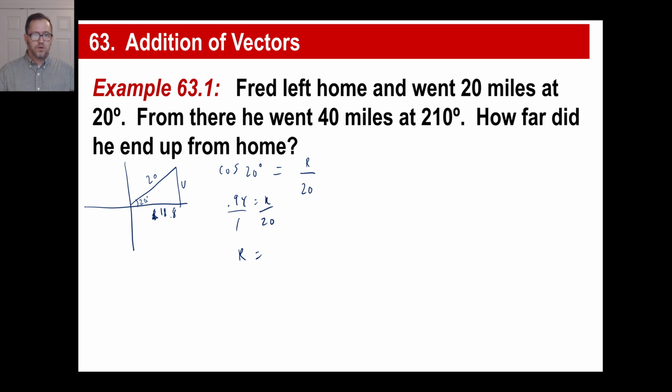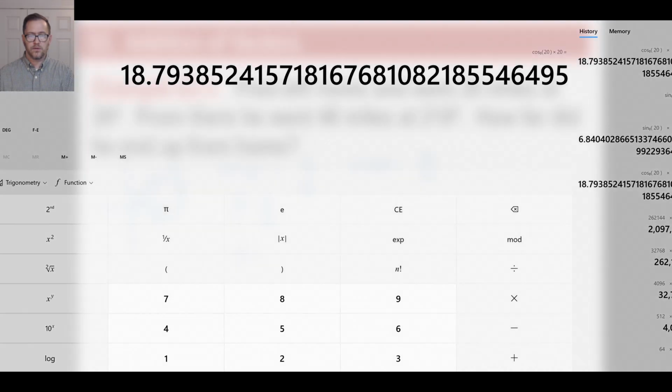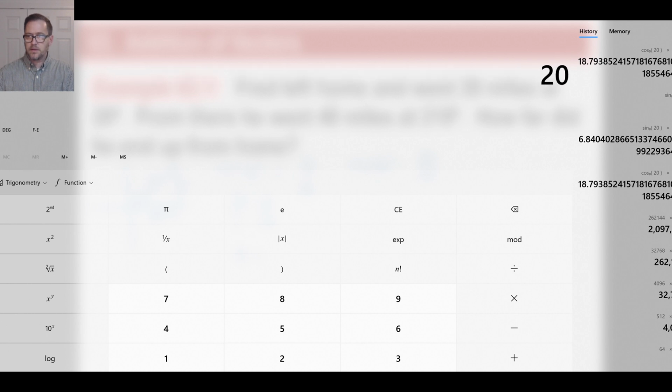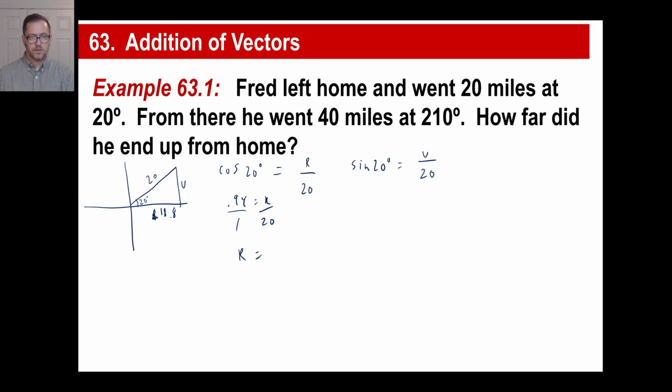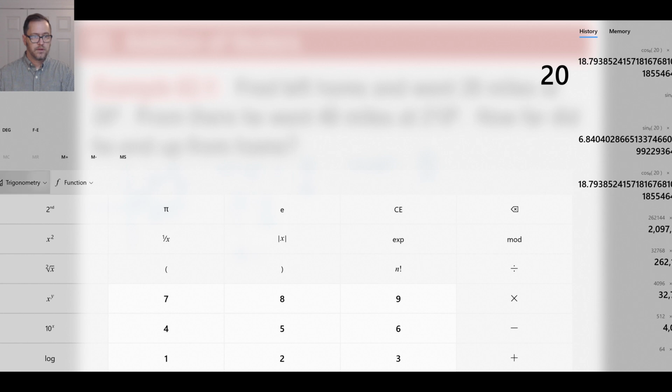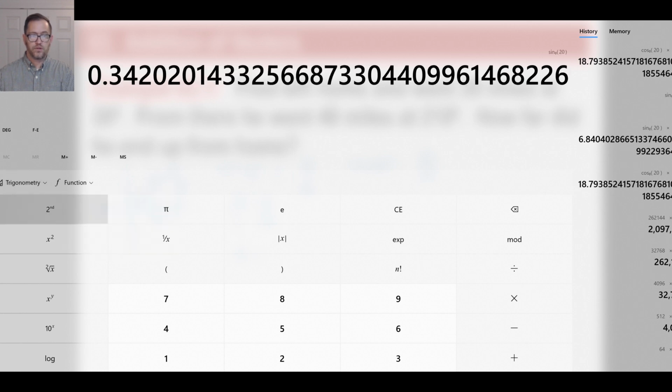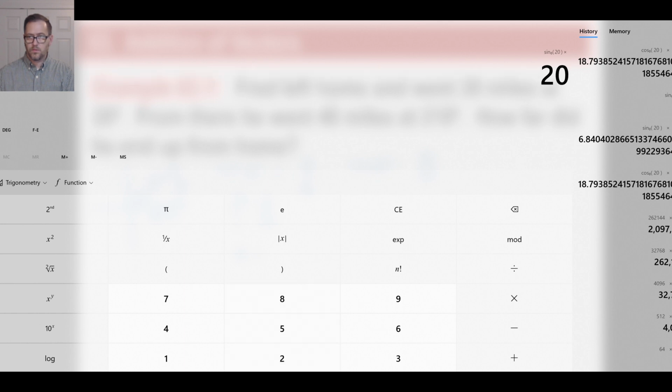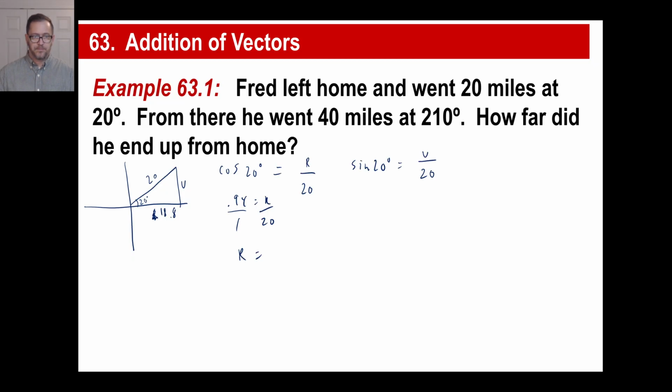All right, so let's find the u. We have the opposite over the hypotenuse, and that is called sine. So the sine of 20 equals the opposite over 20 miles. The sine of 20 gives us 0.342, and we multiply that by 20, which gives us, we'll call it, 6.8. So here we go, we got our 18.8, and we got our 6.8.